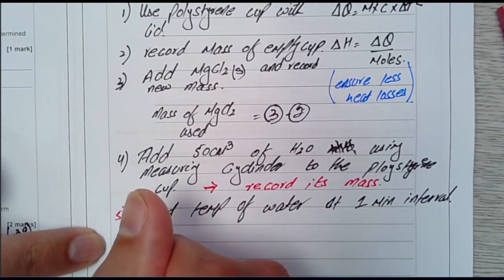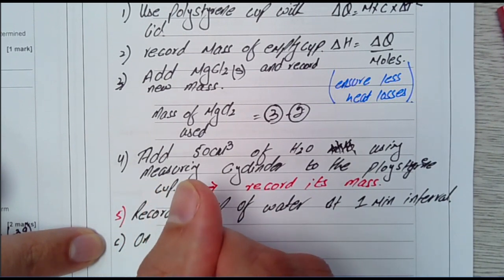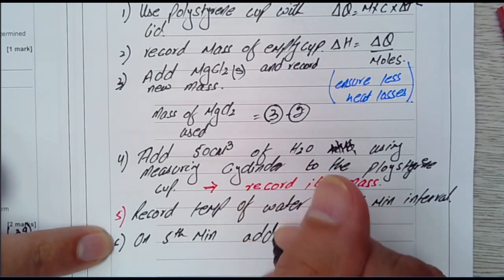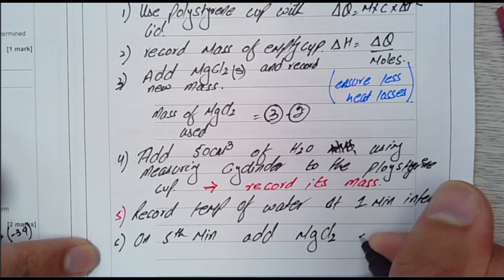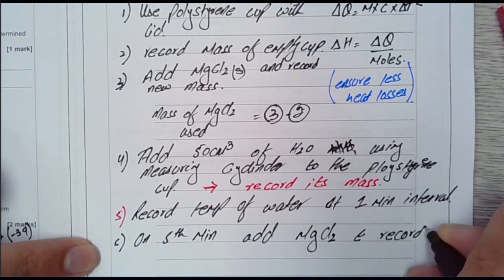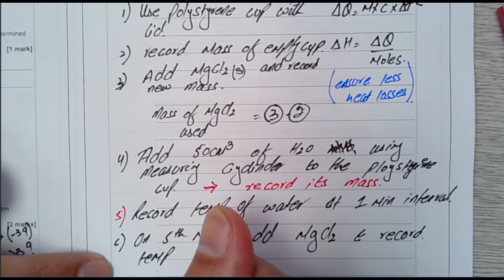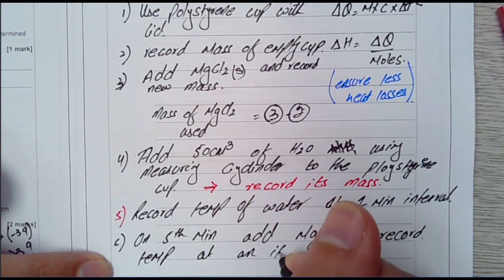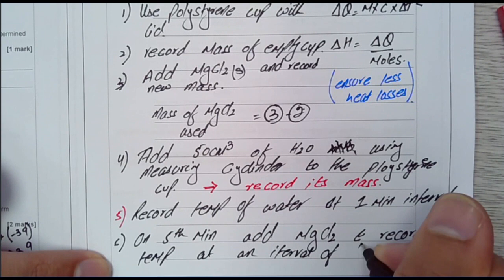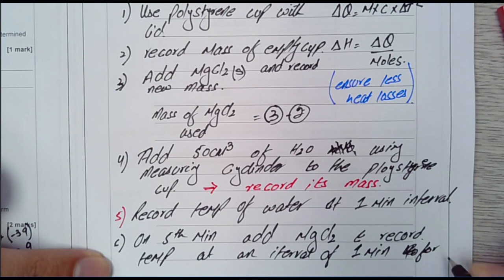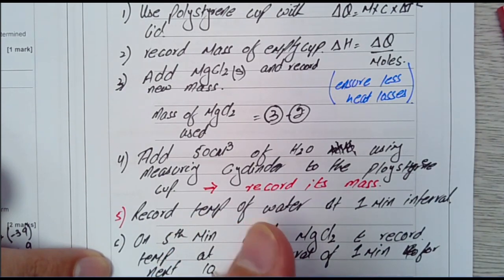Number 6, I'll say on the 5th minute, I'll add MgCl2 and record the temperature. Then record the temperature at an interval of 1 minute for the next, say 10 minutes. We can say 5 minutes is enough.